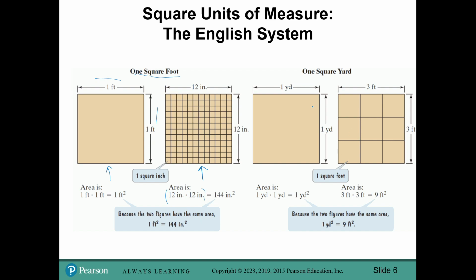Works the same thing with a yard. 1 yard by 1 yard gives me a 1 yard squared. But I could break this down into feet instead. It'll be the exact same square if I do 3 feet by 3 feet. Because 3 feet equals a yard, right? So this is also 1 square yard right here, just broken down into feet. And if we look at this, 1 yard times 1 yard is 1 yard squared. 3 feet times 3 feet is 9 feet squared. So it has to be true that 1 yard squared is the same thing as 9 feet squared.